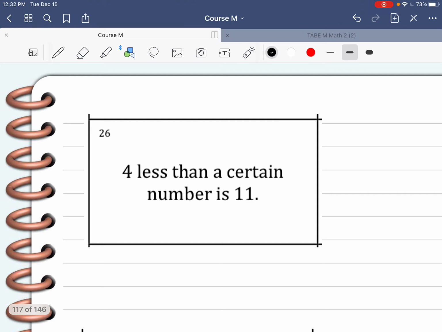Okay, number 26. 4 less than a certain number is 11. Well, there's my equal sign. Certain number, that's my X. Be careful here. Less means subtraction, and less than means to reverse. So we have subtract, reverse right here.